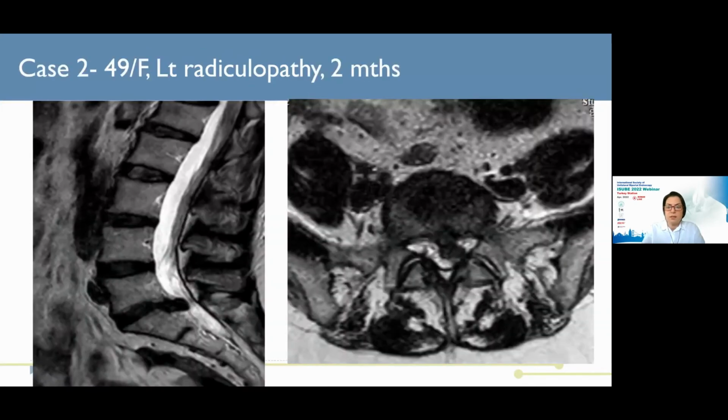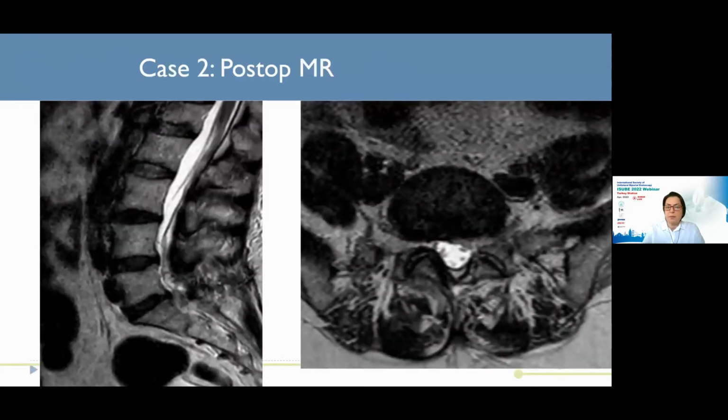So here is the second case. A 49-year-old female patient had severe radicular pain in the left leg. Preoperative MRI showed extruded disc herniation in the L5-S1 level. I performed paramedian approach of UBE. After UBE discectomy, postoperative MRI showed extruded disc was completely removed, and S1 root was well decompressed.